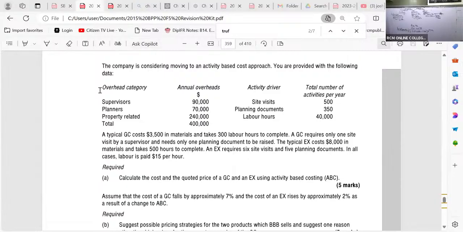You see, here they have given us the supervisors, and you can see the site visits. Site visits, in this case, are the activity driver. Planning documents for planners. Property related is labor hours. So no problem. First of all, I'll analyze my activity drivers. I have 3 of them.